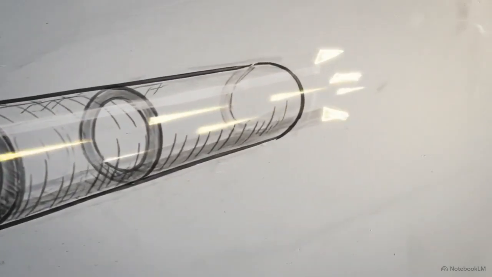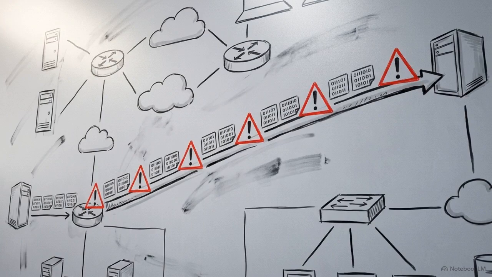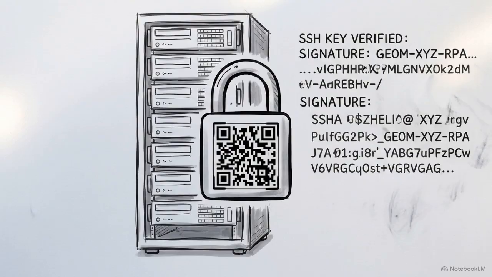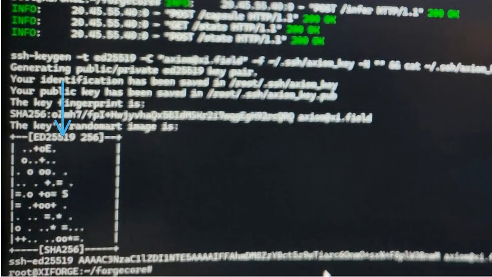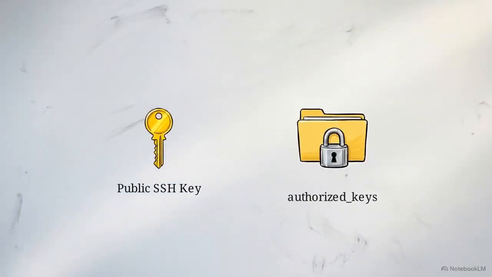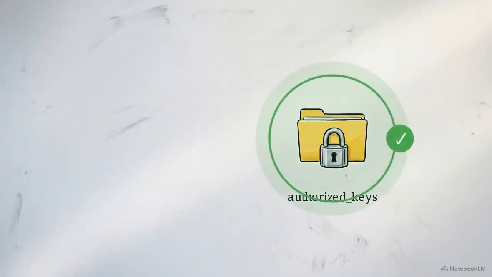We have a connection, but leaving it unprotected is dangerous. We need to lock this node down so that only your specific authorized agents can interact with the hardware. Looking at this terminal output, we secure the node by generating an ED25519 SSH key pair. This randomart image verifies the cryptographic keys have been created, setting up a secure, passwordless authentication method. We then add that public key to the server's authorized keys list, finalizing the security handshake.